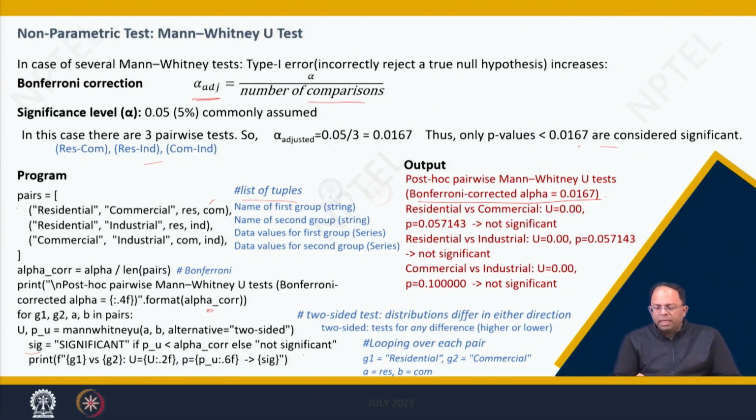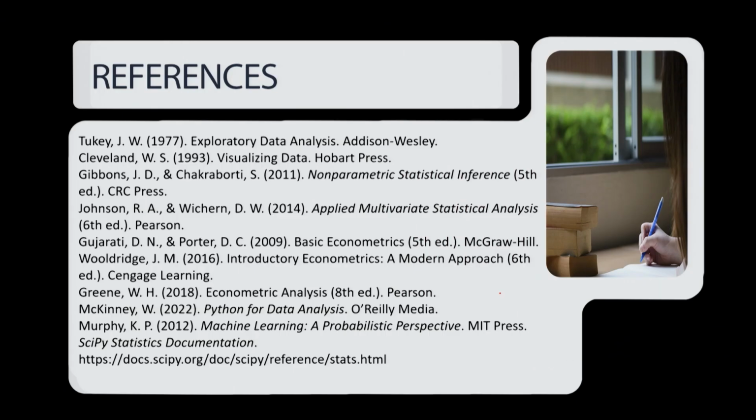So that is happening over here, residential versus industrial. This is the U value and this is the P value which we have got. So it is not significant. Similarly, we can find for residential-commercial and commercial-industrial. So this is what has got printed, and because there is a for loop, it is printing one at a time for each of these pairs. We can test if we can reject the null hypothesis of the Mann-Whitney test. In this case, we can form the hypothesis, and test whether we can reject it or not. So these are some of the references we have used.